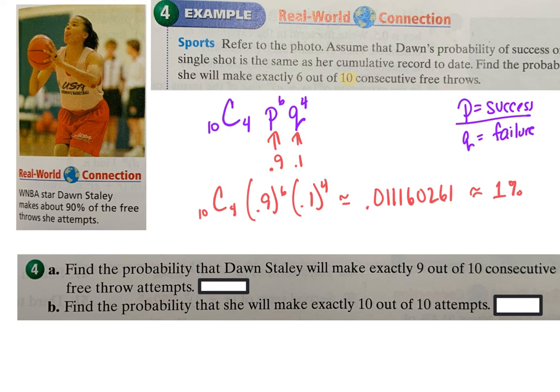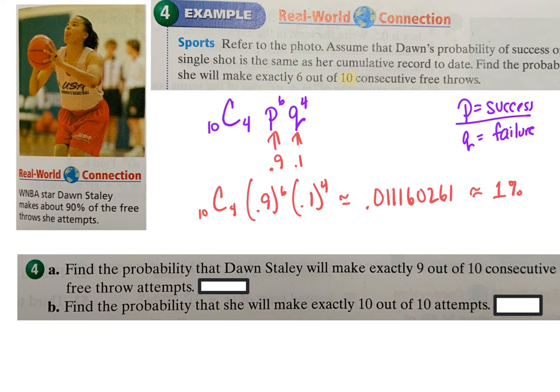Now, why would it be 1% of making exactly 6 out of 10? Because she makes 90%. Because chances are she's actually going to do better. We want exactly 6 out of 10. Based on her percentage, she's more likely to get more than that. All right? So they want you to try the probability that she'll get exactly 9 out of 10, and then exactly 10 out of 10. So try those two, exactly 9 out of 10 and exactly 10 out of 10.